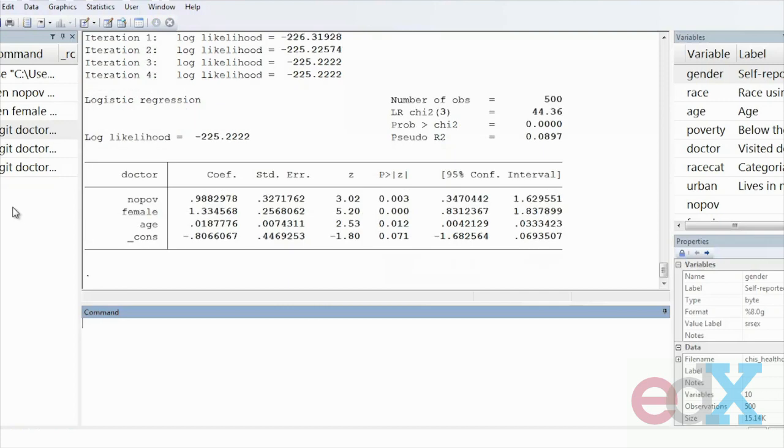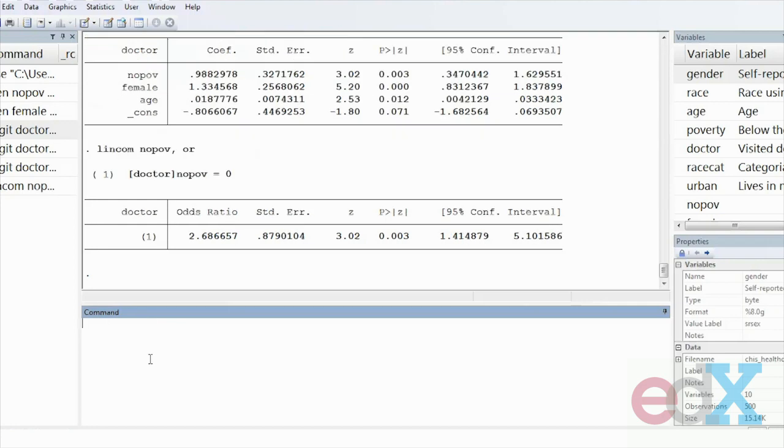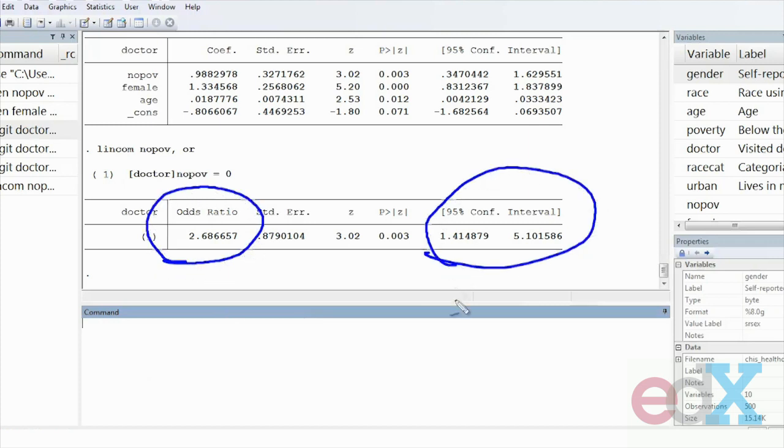Now let's go back to the model that contains age, and we're going to estimate an odds ratio and a 95% confidence interval for whether someone visited the doctor, comparing those above versus those below poverty level, when we condition on both age and gender. To obtain this odds ratio, we can use the lincom command. We can say lincom no pov, comma OR. The estimate of our odds ratio is about 2.7 with a 95% confidence interval from 1.4 to 5.1.